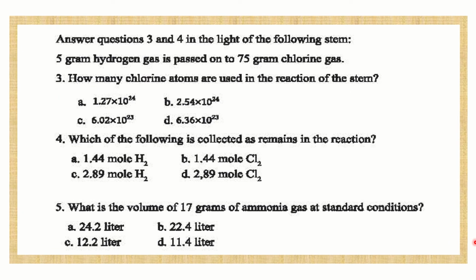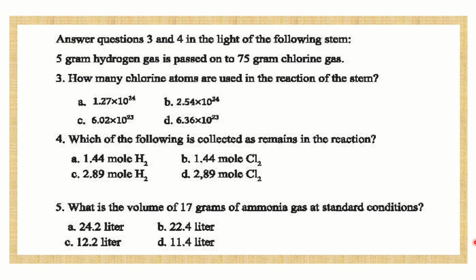Now answer questions 3 and 4 in the light of the following stem. The stem is: 5 gram hydrogen gas is passed on to 75 gram chlorine gas. So both are reactants here. Here 5 gram hydrogen and 75 gram chlorine are mixed, and hydrogen and chlorine will react to produce hydrogen chloride. And look, here the amount of both reactants is given. One reactant is hydrogen, there are 5 gram hydrogen, and another one is chlorine, there are 75 gram chlorine.